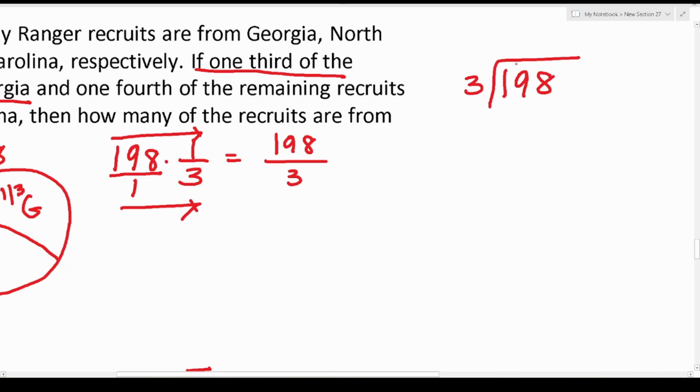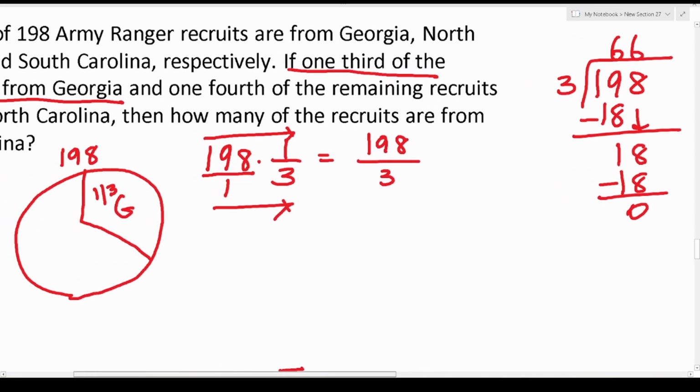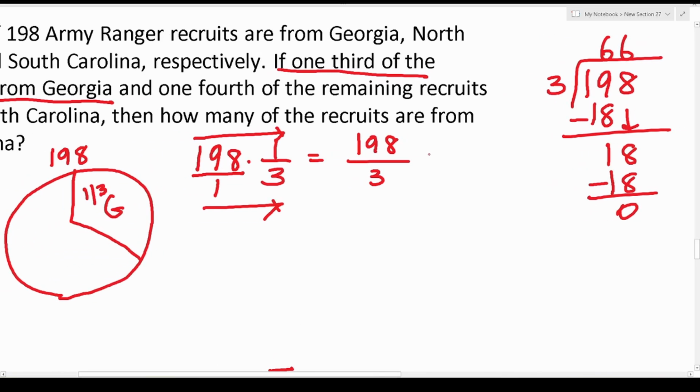3 goes into 19 6 times without going over. 3 times 6 is 18. 19 minus 18 is 1. Drop down the 8. 3 goes into 18 6 times. Again, 3 times 6 is 18, so there's no remainder here. So if 1/3 of the recruits are from Georgia, we know that 66 of them are from Georgia. Okay?